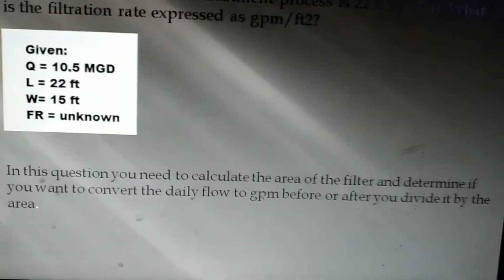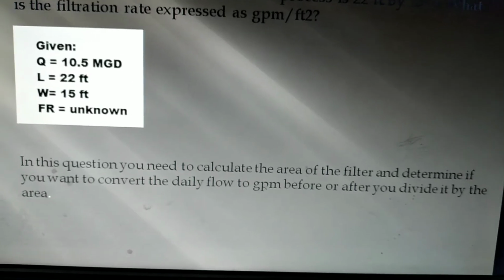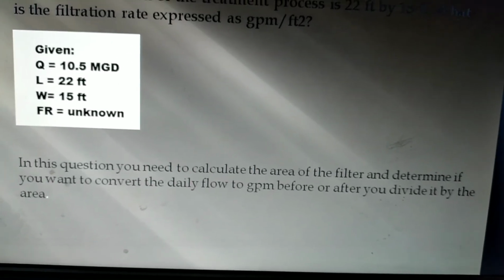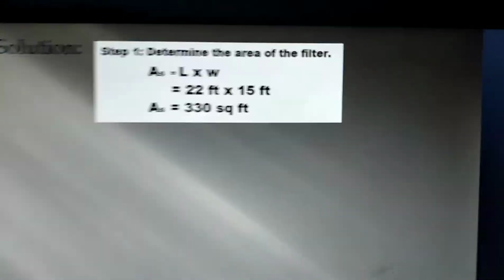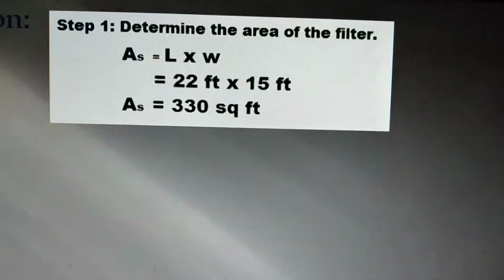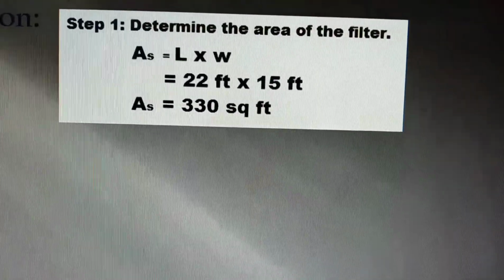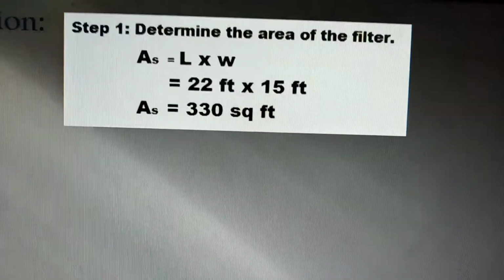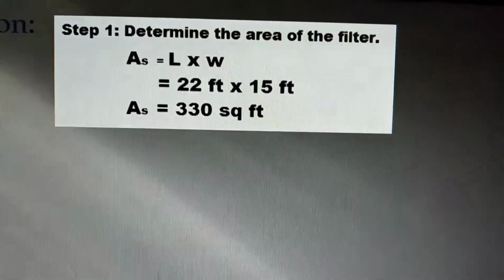In this question, you need to calculate the area of the filter first and determine if you want to convert the daily flow to GPM before or after you divide it by the area. Okay. Step number 1. Determine the area of the filter. Since the length and width are given, we just multiply 22 by 15. So, our surface area is equal to 330 square foot.